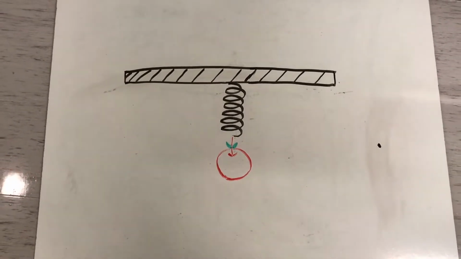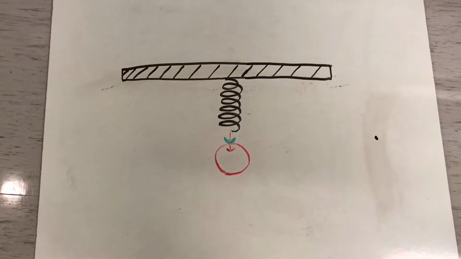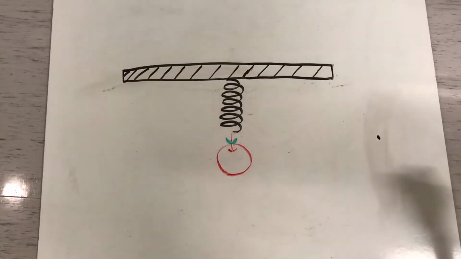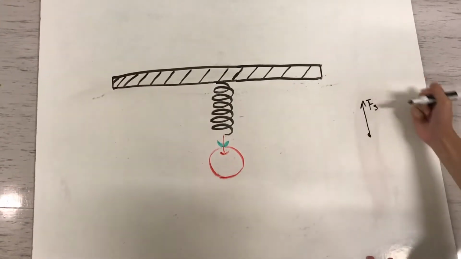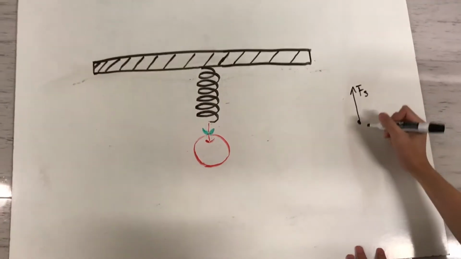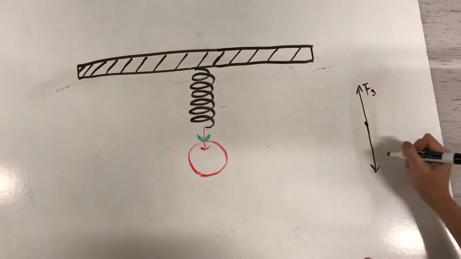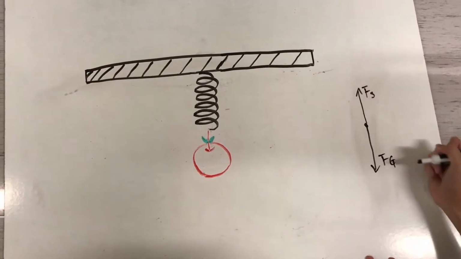The spring force is exerted by a spring or elastic material when it's pushed or pulled. For example, an apple hangs from the ceiling by a spring. We can see that here is the spring force, which is upward, and here is the gravitational force, which is downward.